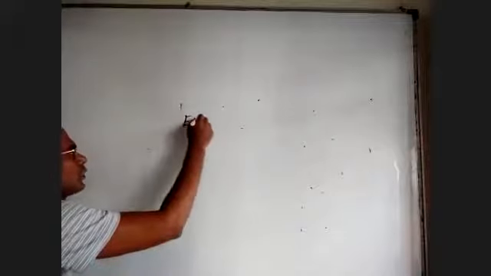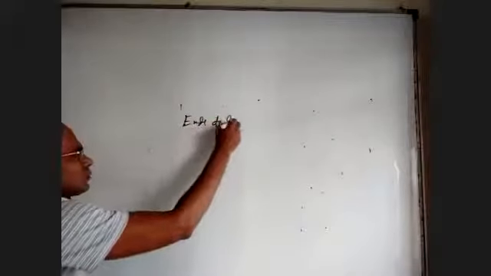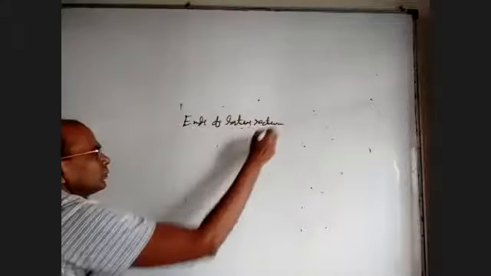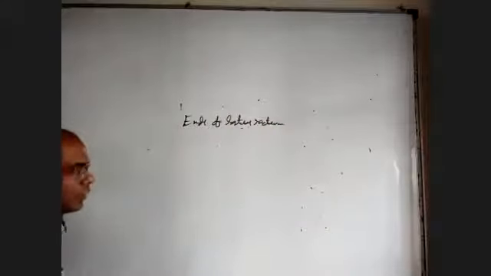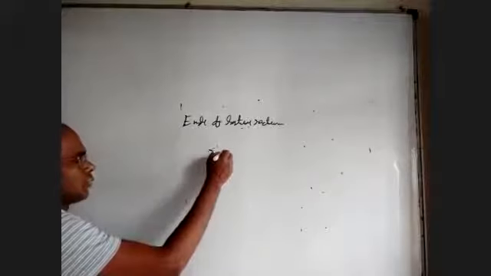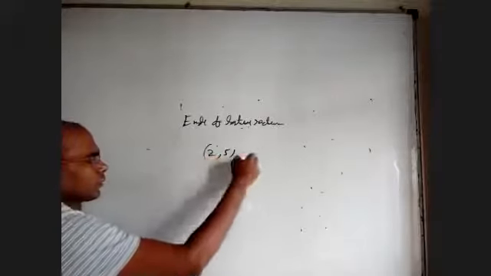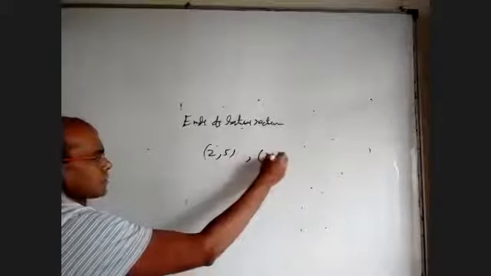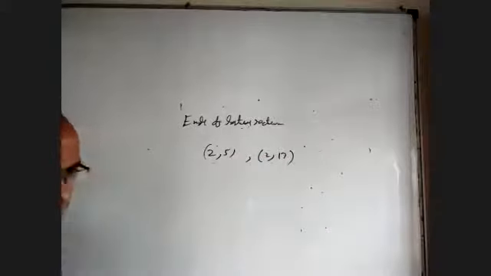Okay, there is a parabola whose ends of latus rectum are 2, 5 and 2, 7. 2, 5 and 2, 7. I want the equation of parabola. Ends of latus rectum are given. Find the equation of parabola.